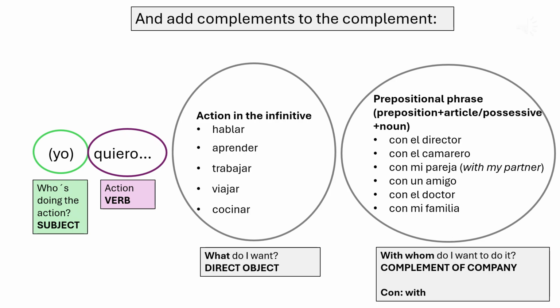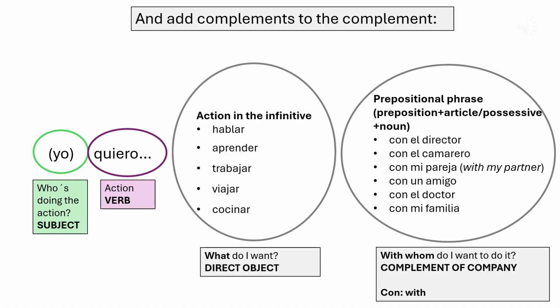And then I've got the article, el, la, un, una, or a possessive, mi, my, and then a noun, the person. Director, camarero, pareja, amigo, doctor, familia, hijo, hermano, primo, vecino, amigo, and so on. So all here you can combine them, but I'm just going to read a couple, just like reading them as if they were in a line, but actually I can play with them and combine.